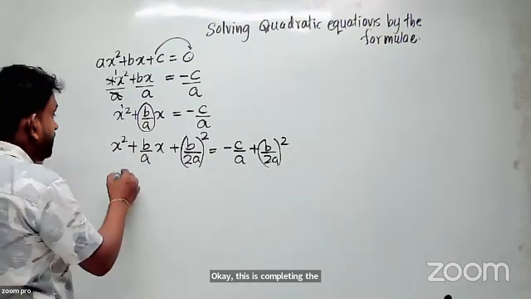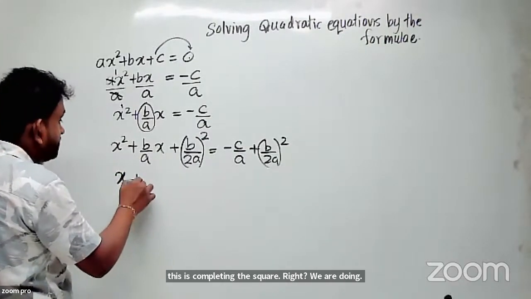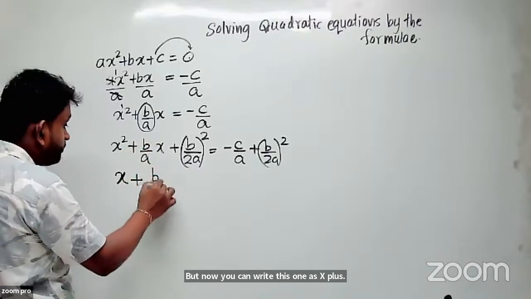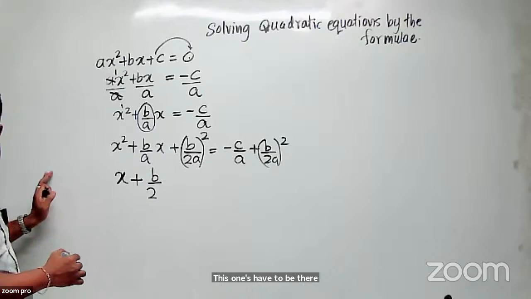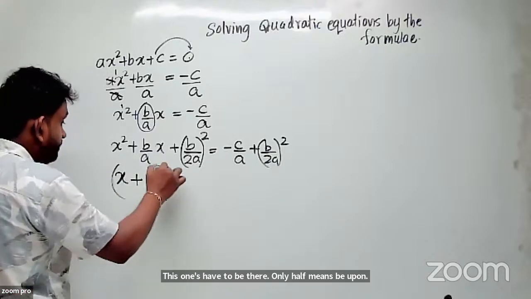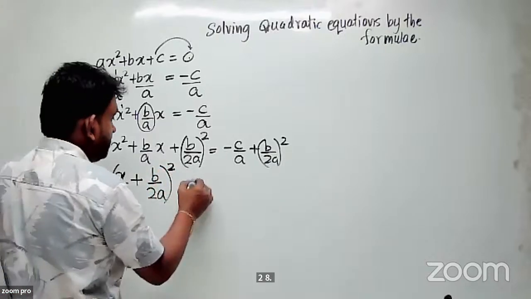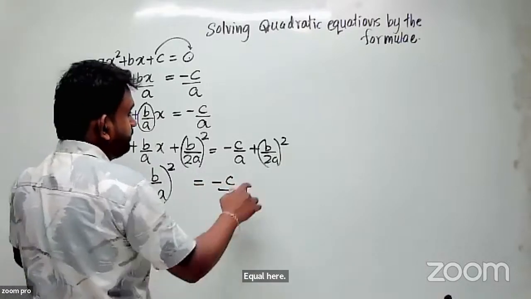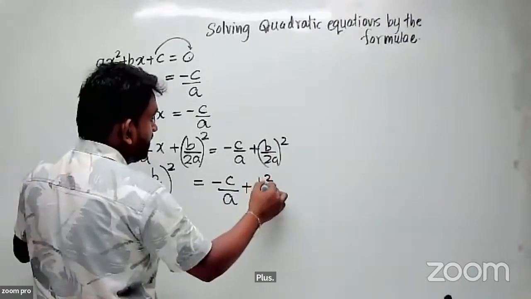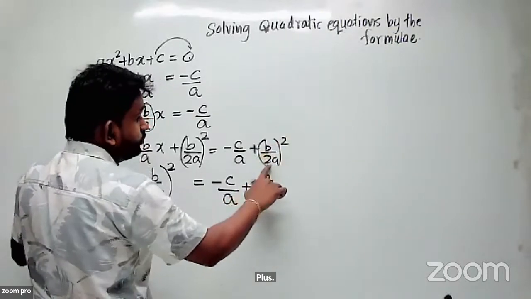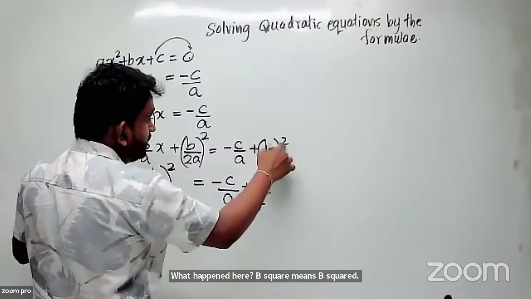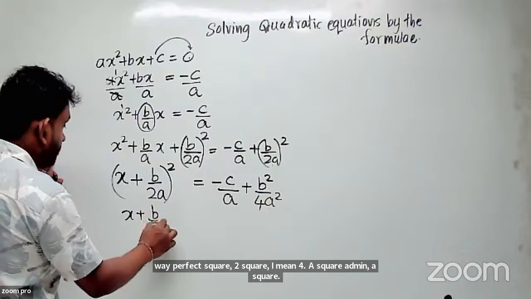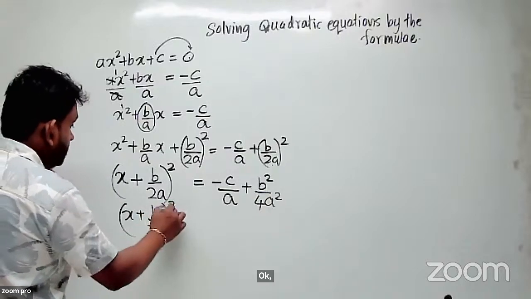We are doing. So now you can write this one as x plus this one's half to be there. b upon a half means b upon 2a. Okay, then make the perfect square. Equal here negative c upon a plus what happened here? b squared means b squared. 2a perfect square, 2 squared means 4, a squared means a squared. Okay, now extra plus b upon 2a perfect square equal.